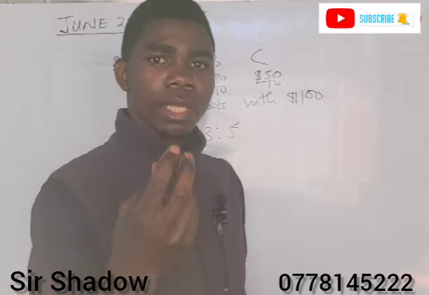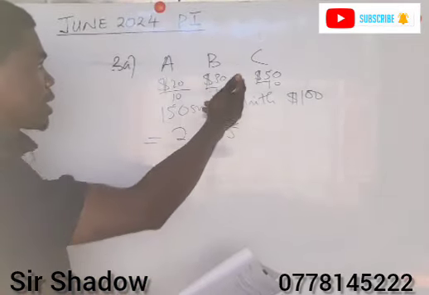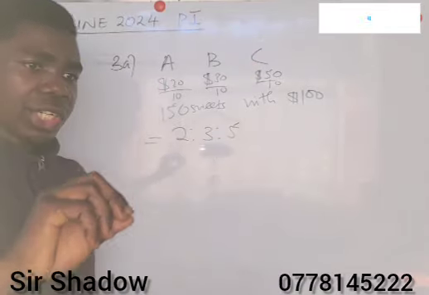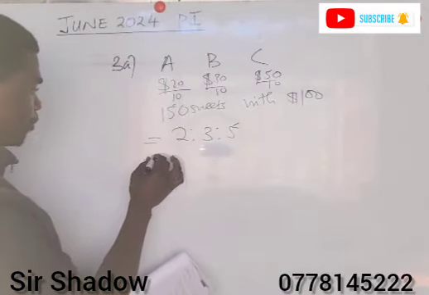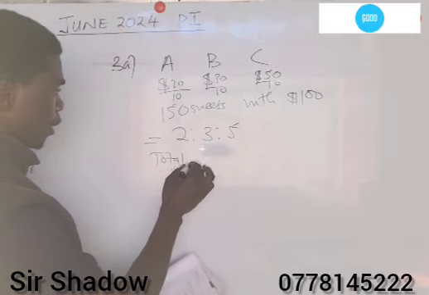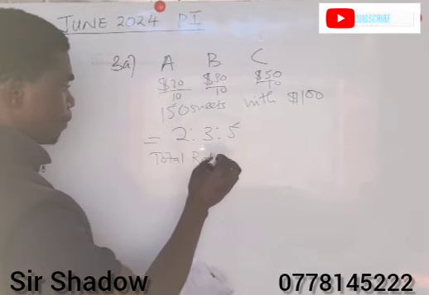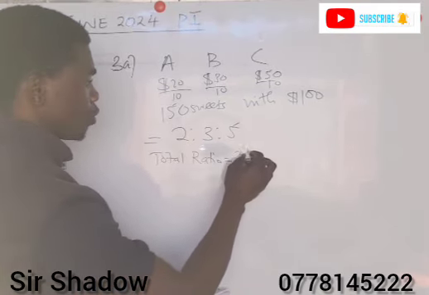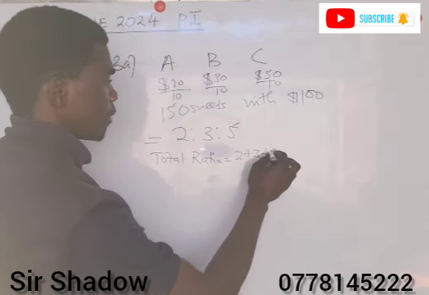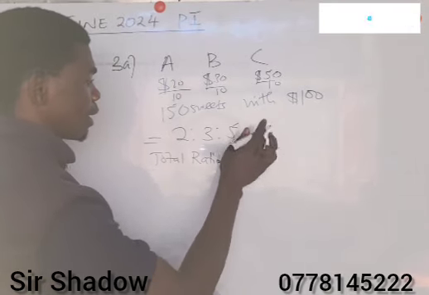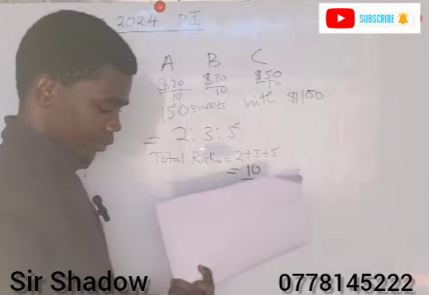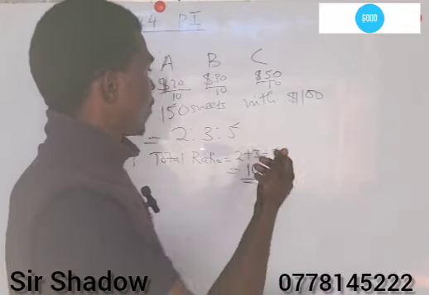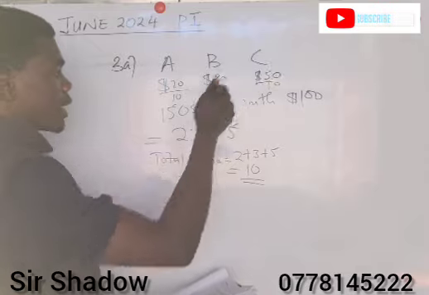First of all, in order to find the number of sweets that C got after sharing, let's find what we call the total ratio. 2 plus 3 plus 5 equals 2 plus 3 is 5, 5 plus 5 is 10. So this is our total ratio.